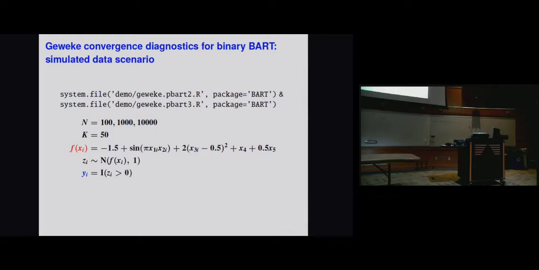So k is 50, and by k I mean the number of variables. So again, this is Friedman's 5-dimensional test function. More or less, I've tweaked some of the settings. Anyways, so the Z's are generated like this. Zi's have f of x as the mean, and the y's are just 1 if z is greater than 0. So here I'm generating the Z's. So I'm doing a reverse Albert-Chib trick, I guess.